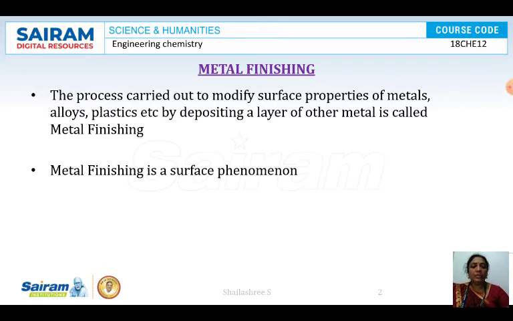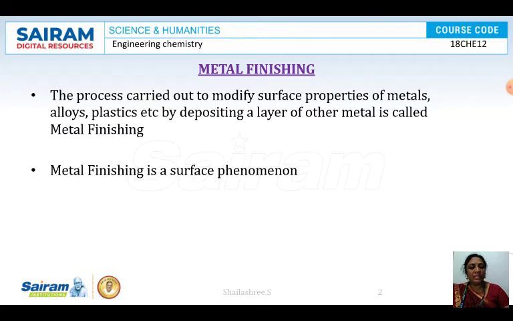But is it possible to have a single metal having all these properties? No, it is not at all possible. One metal may be good in conductance, but it may not be abrasion resistant. Another metal may be good in hardness, but it may not be a good conductor. So drawbacks like that are there. A single metal cannot possess all the properties required by industries. So to improve some of the required properties, metal finishing is carried out.